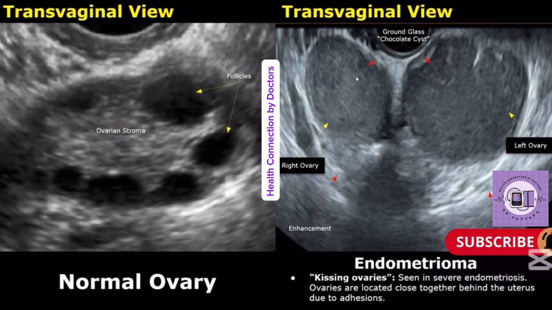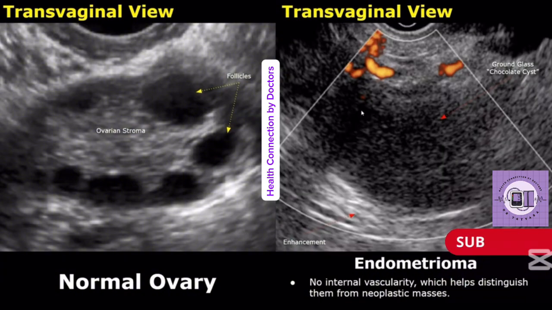If both the ovaries have endometriosis, they may come next to each other and will be seen in a single image. This appearance is termed kissing ovaries. The ovaries are located close together behind the uterus due to adherence. This is the right ovary and it is seen next to the left ovary. They both have a ground glass appearance. Also, there is bright posterior acoustic enhancement.